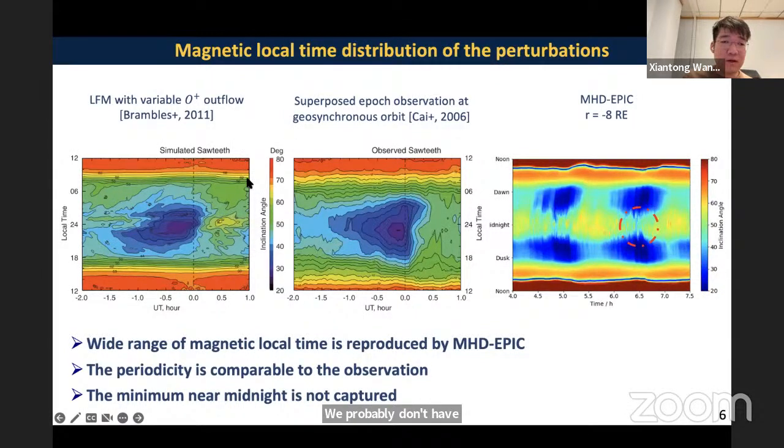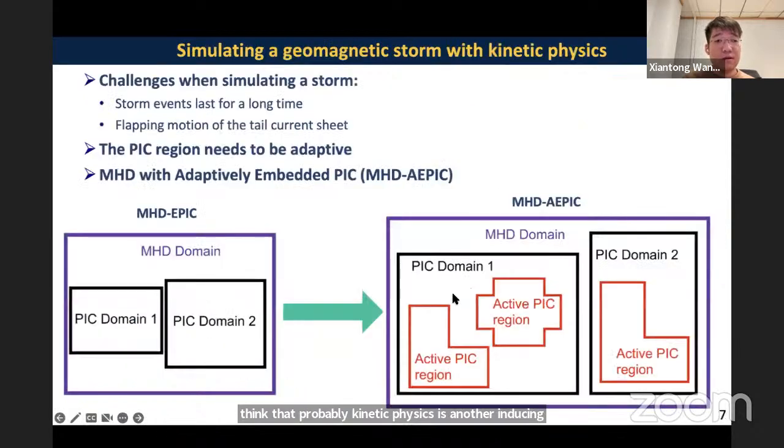The outflow here is one reason people think may induce the sawtooth oscillations, but we are definitely cutting off this source. Since we can still get most features of the sawtooth oscillations, we think that kinetic physics is probably another inducing factor of the sawtooth oscillations. So when we have this MHD-AEPIC simulation, we want to expand our event simulation to magnetic storms.